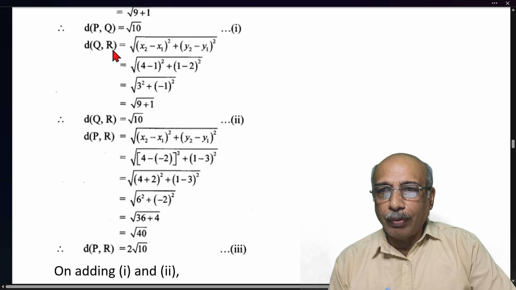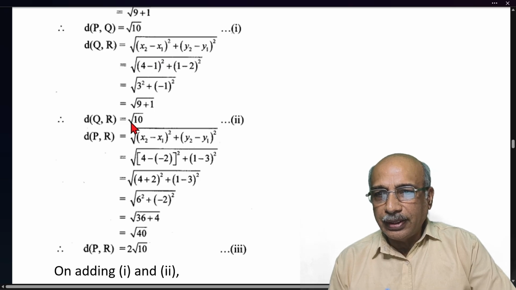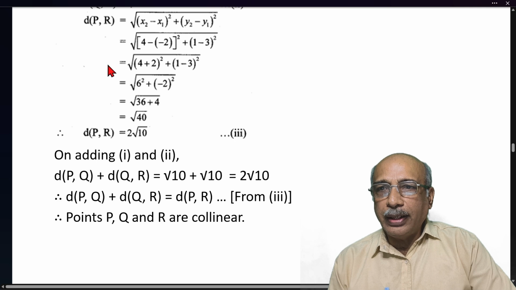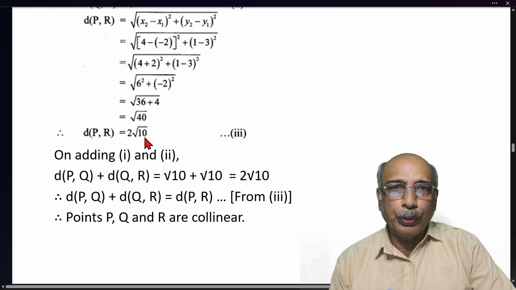Distance QR equals, substituting the coordinates of point Q and R, you will get distance QR equals root 10. To calculate distance PR by the distance formula, substitute the coordinates of point P and R, you will get distance PR equals 2 root 10.